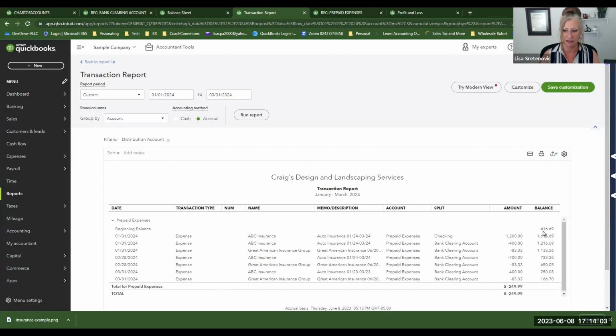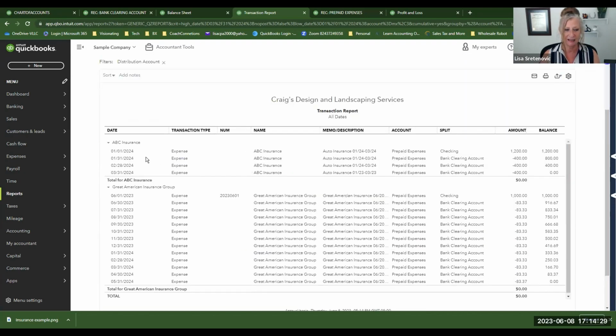We want to see actually what makes up that balance currently. We can see that we had a beginning balance of $416.69, and then we had quite a few different transactions, some of which were for ABC Insurance and some of which were for Great American Insurance Group. If we change the reporting period to all dates, and instead of grouping by account, we group by name, when we run the report again, we can see that ABC Insurance, at all dates, zeroes out, and Great American Insurance Group, also for all dates, zeroes out.